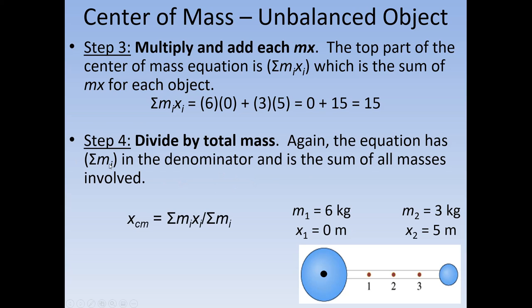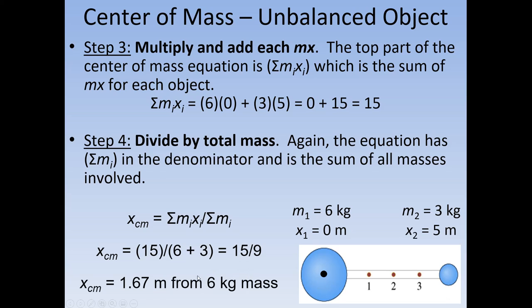So this is that sum of the mi. That's what that's actually referring to, what is the total mass in the system. So what we're going to do is say it's 15 divided by 6 plus 3, which is 9. If I clean this up, basically what this means is that it's going to be 1.67 meters from the 6 kilogram mass, which is pretty much what we expect. Again, the direct middle, since this is separated by 5 meters, would be 2.5 meters. So this would be where 1.67 would kind of be.